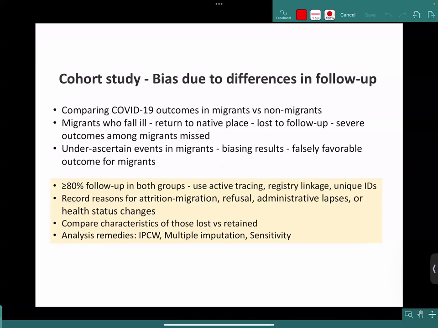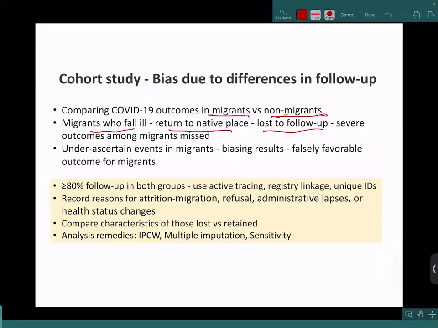Now, this is an example for attrition. Now you are again comparing COVID-19 outcomes, this time between migrants and non-migrants. Migrants who fall ill are going to go to their native place. They are the ones who are going to be lost to follow-up, right? And these might be the persons who are going to have severe outcomes, complications, deaths, and these are the people you are going to miss from your study.